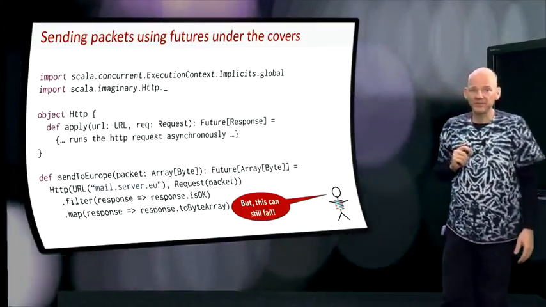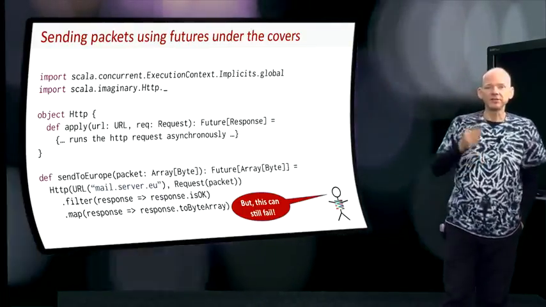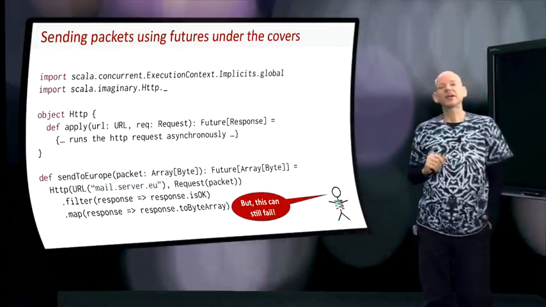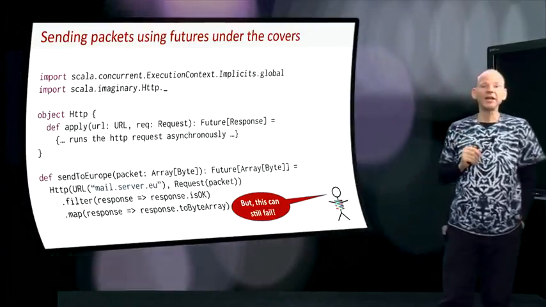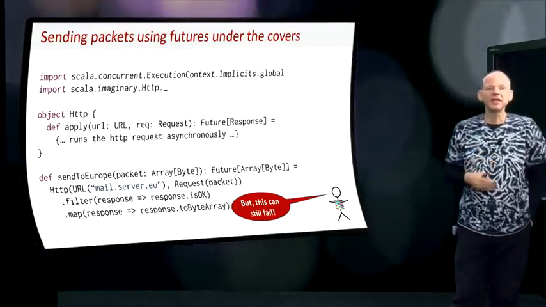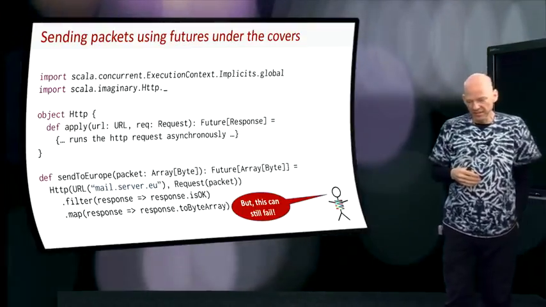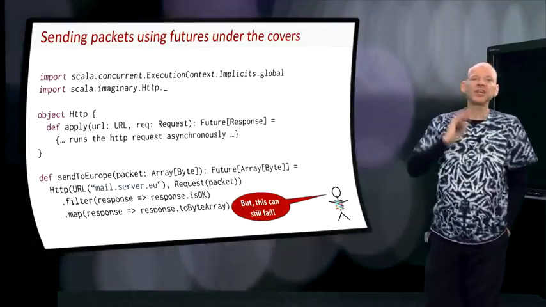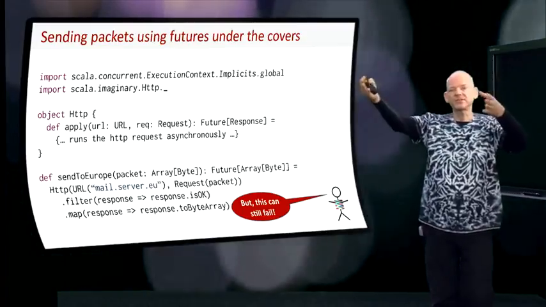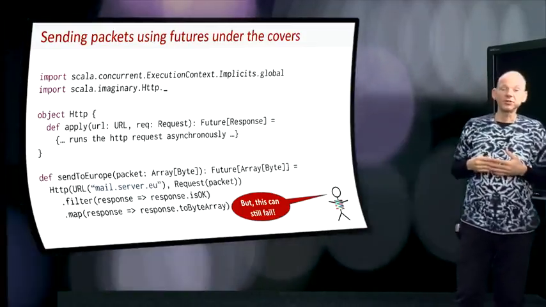So now how can we implement send packets from the US to Europe and back with this? Well, we first create a URL to some server in Europe. We create a request from the packet, and then we call that, we then filter such that the response is OK, and then we map the response back to an array of bytes. Now, this is still not safe in the general sense because it can still fail, because maybe the network is down, so this packet will not reach Europe.